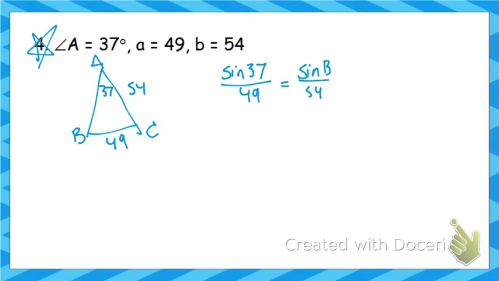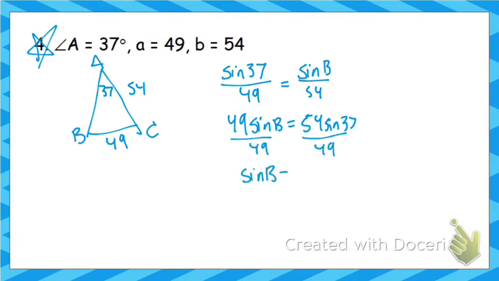So with the ambiguous case, we have to solve for that angle first. All right. So again, we'll cross multiply and divide. So I get that sine B is equal to 54 times sine 37 divided by 49. So sine B is 0.6632. So then I'm going to do sine inverse of that answer. Remember, inverse to find the angle. All right, so it's 41.5. I'll just round it up because I like to round angles to the nearest whole number. So I get that this angle is 42.